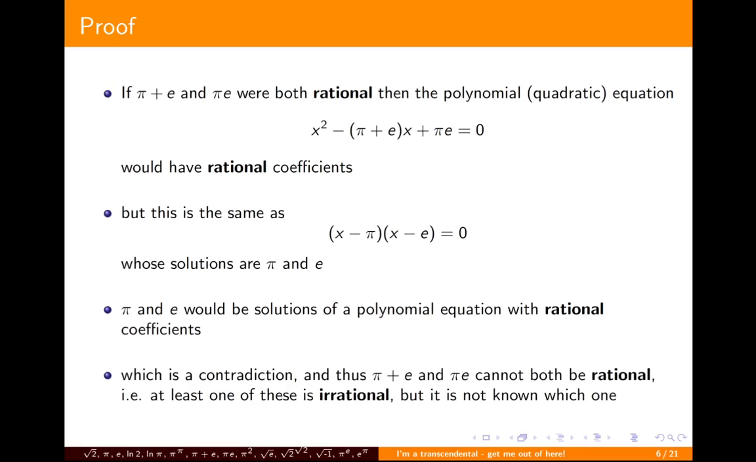And that's clearly a contradiction because pi and e were transcendental, and thus pi plus e and pi times e cannot both be rational, i.e. at least one of these is irrational, but we don't know which one.